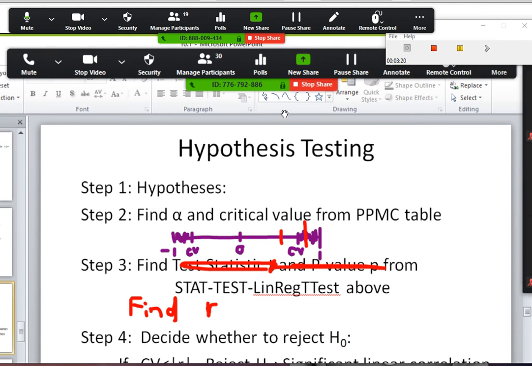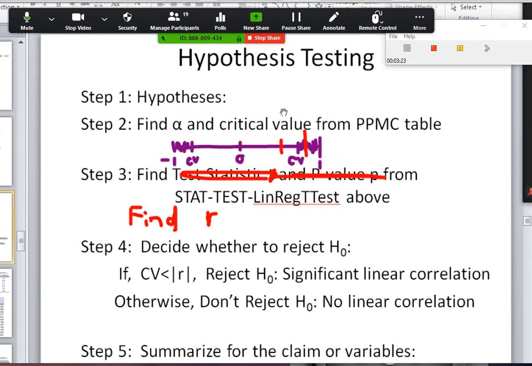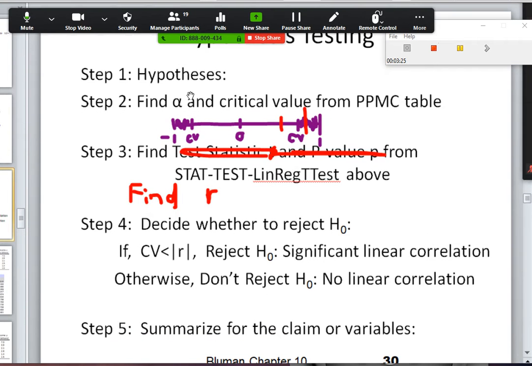Okay, so here are the 5 steps, which you guys are used to. Step 1, your hypotheses. Step 2, find the critical value from the PPMC table. It's a little bit different; we'll go over that in a minute. Step 3, find r using STAT TESTS LinRegTTest. Step 4, decide whether or not to reject H naught. If the absolute value of r is larger than the critical value, if it's further out, then you reject H naught. Then there is a linear correlation. Otherwise, you do not reject H naught, which means it is not a line. And then step 5, summarize the claim.